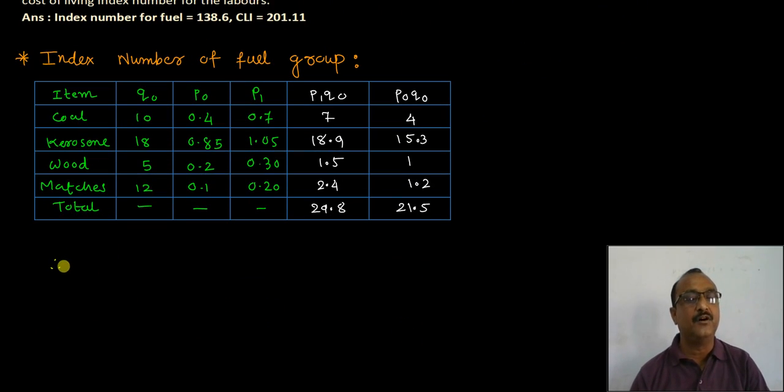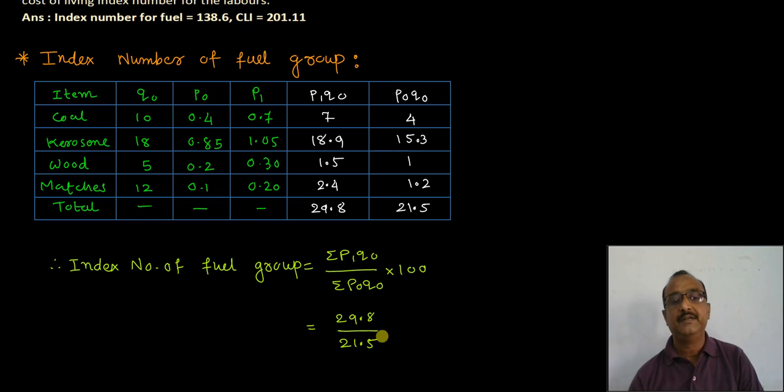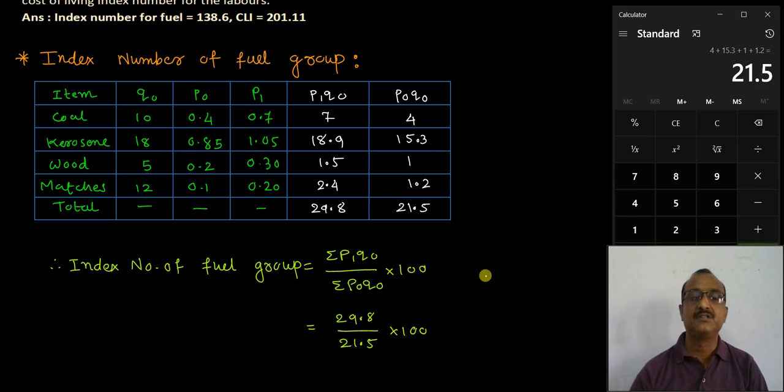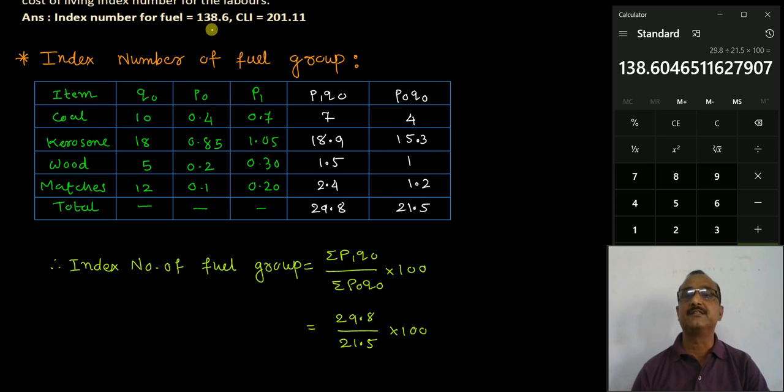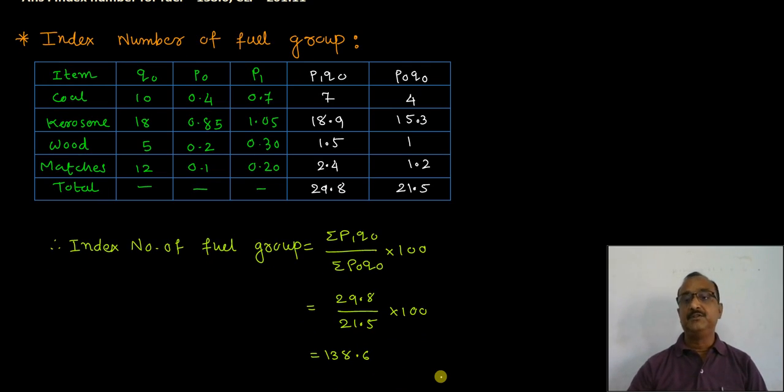Now find the index number of the fuel group. Therefore, the index number of the fuel group is equal to sigma P1Q0 upon sigma P0Q0 into 100, which is 29.8 upon 21.5 into 100, and it gives us 138.6. Our half question is completed here.